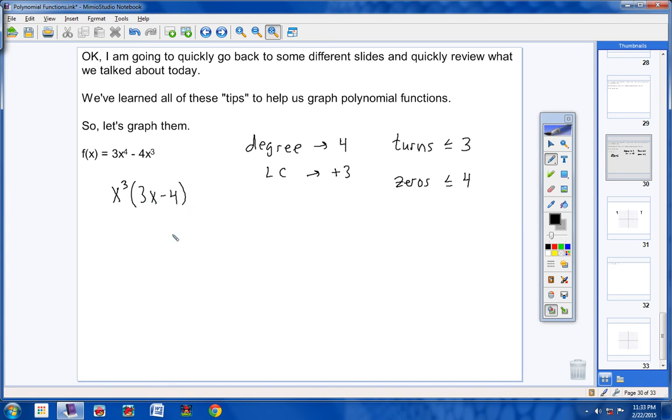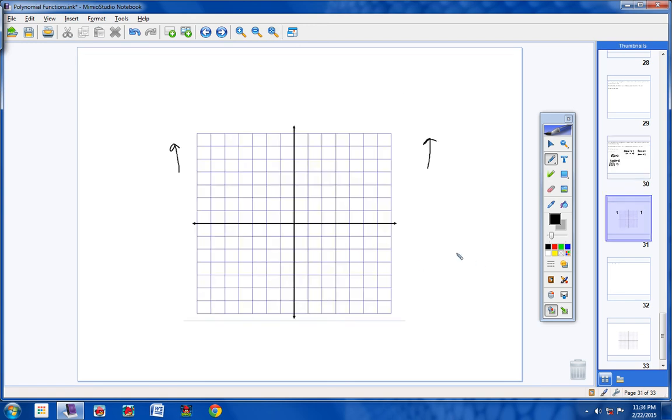Now, let's check our multiplicity. I have x cubed, so that's really x times x times x, and 3x minus 4. Trust me, guys, if you take this and set it equal to 0, you'll get a positive 1 1/3. And this group would give you 0 for a zero. So my multiplicity of my 1 1/3 is 1. That's odd. The multiplicity of my 0 is 3. That's odd. So I know I have an x-intercept at 0 and an x-intercept at positive 1 1/3.